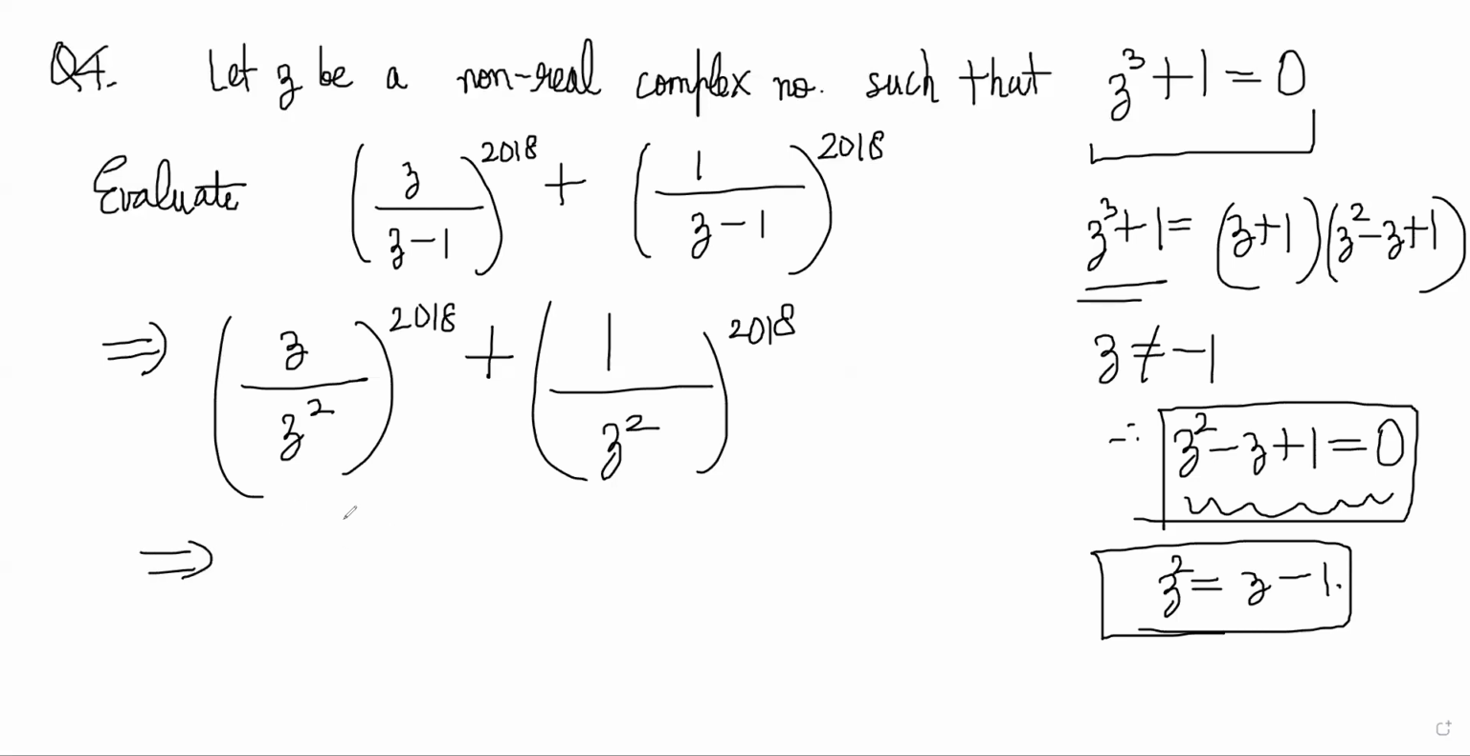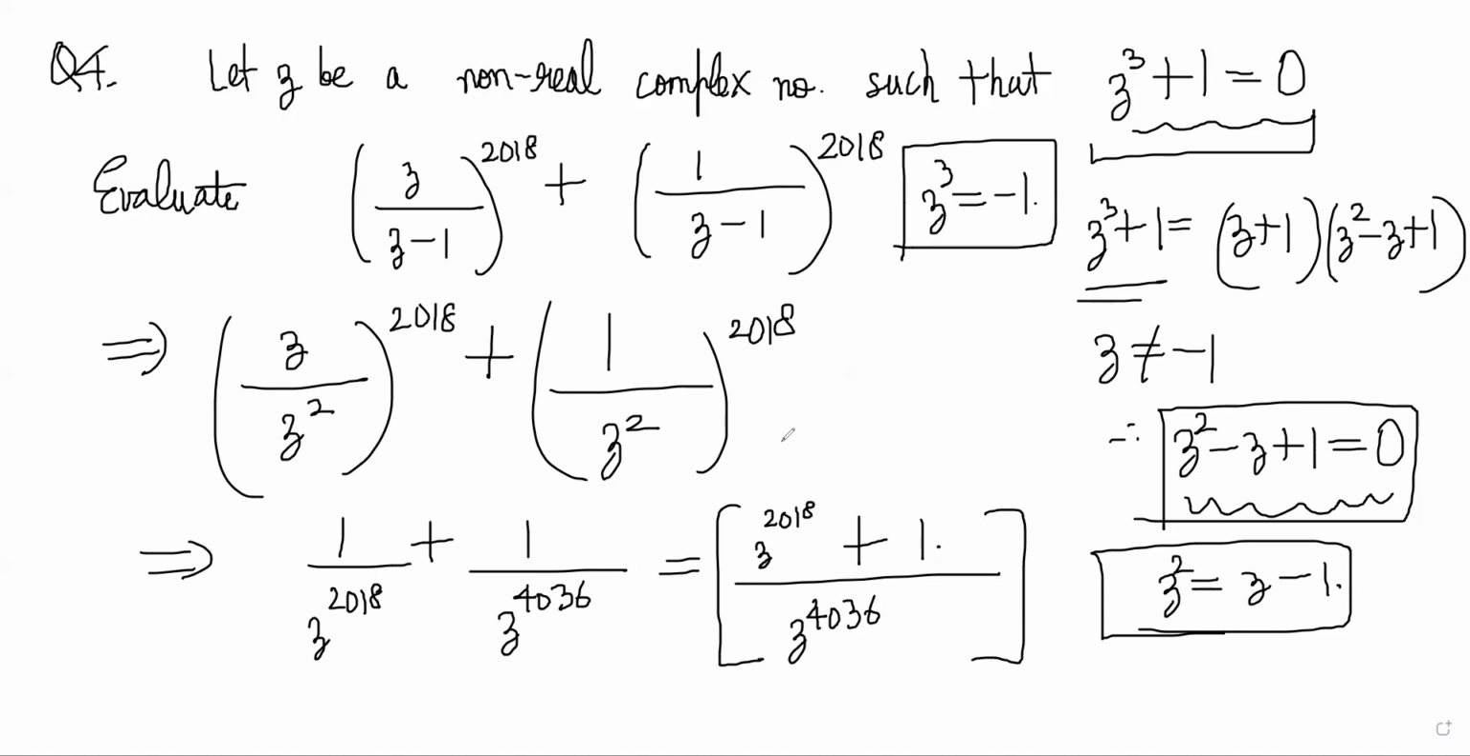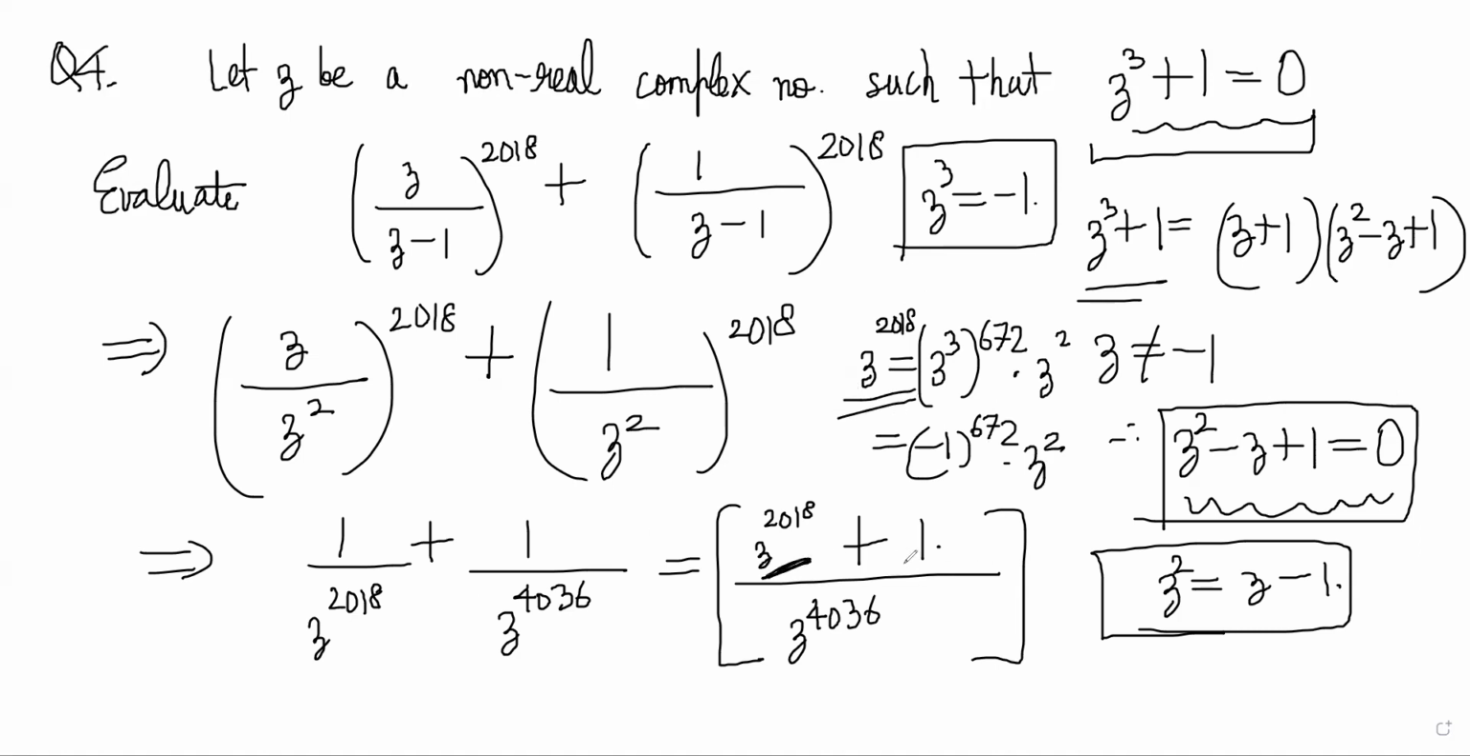So this becomes 1 by z power 2018 plus 1 by z power 4036, which becomes z power 4036, z power 2018 plus 1, right? This is my expression, and we know that z cube is equal to minus 1, right? Now, z power 2018 is z cube to the power 672 times z square. So this is minus 1 power 672 into z square. So it is z square, right? So this is simply z square.